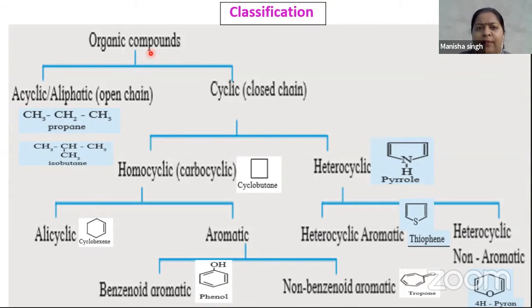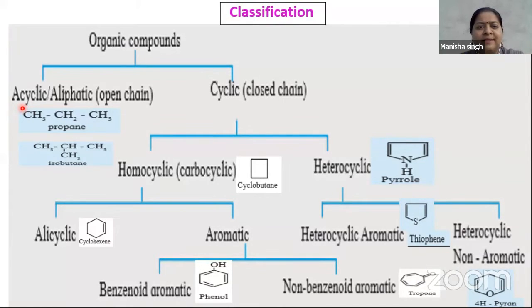So there are two methods of classification of organic compounds. Organic compounds are classified on the basis of structure and on the basis of functional group. First one is on the basis of structure. Organic compounds are classified into acyclic, aliphatic, or open chain, and cyclic or closed chain. You must be familiar with the word acyclic. Acyclic means not in the form of a cycle, and aliphatic or open chain means it is not a closed chain.